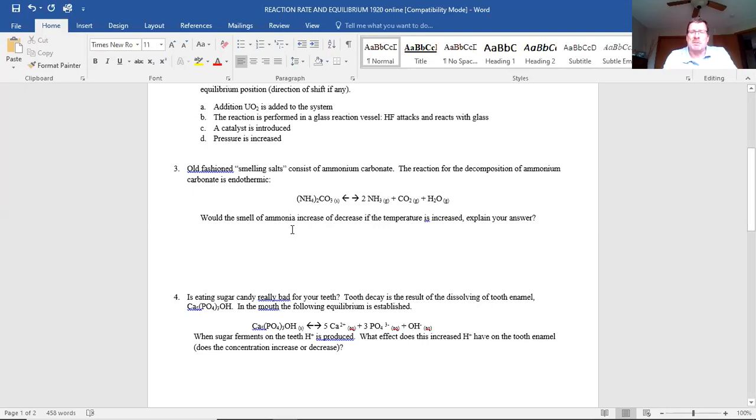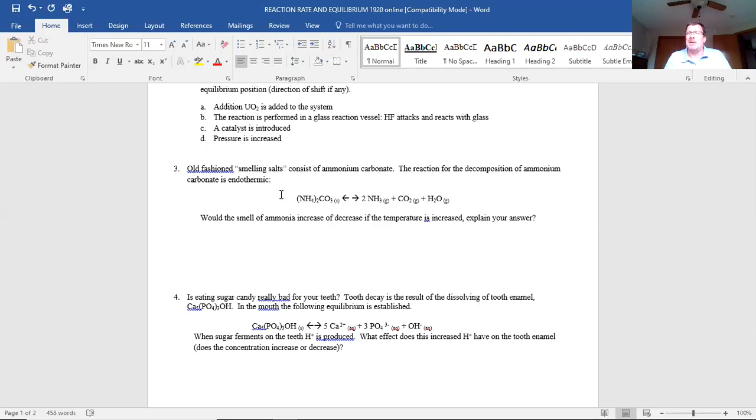So then it asks, would the smell of ammonia increase or decrease if the temperature is increased? NH3 is ammonia. If you're shifting the equilibrium to the right, then you're going to get more of an ammonia smell. If you're shifting it left towards the ammonium carbonate, then you're going to get less. Well, if the heat is on the left, because it's endothermic and you need the heat to break down the ammonium carbonate, then the equilibrium is going to shift to the right and you're going to get more of a smell.